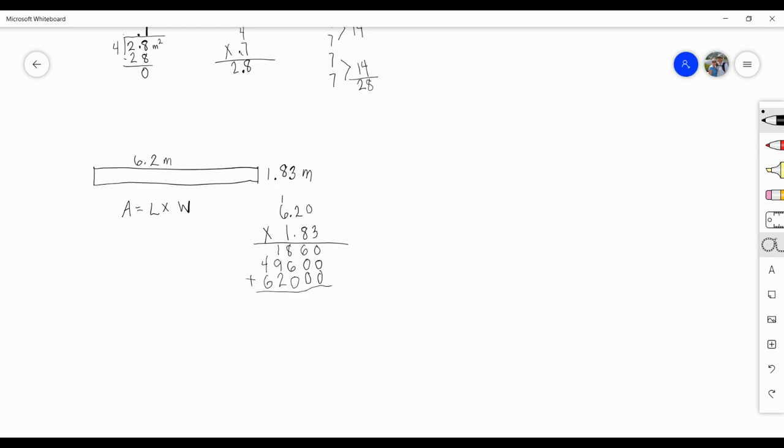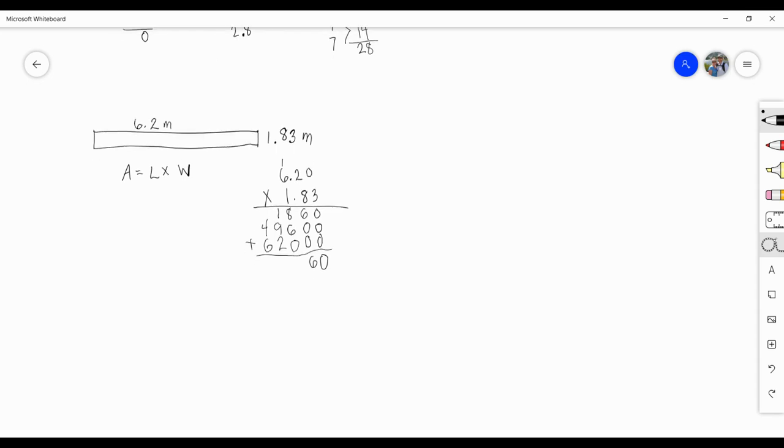Now I am ready to add. I have 0, and I have 6. 8 and 6 is 14. Write down my 4 and carry the 1. I carry my 10, and I have to count that 10. So I have 9, 10, 11, 12, 13. I have to regroup, and I need to count that 10 that I regrouped. 6 plus 4 is 10, plus 1 is 11. Now I have 1, 2, 3, 4 decimal places, and I put my decimal here.